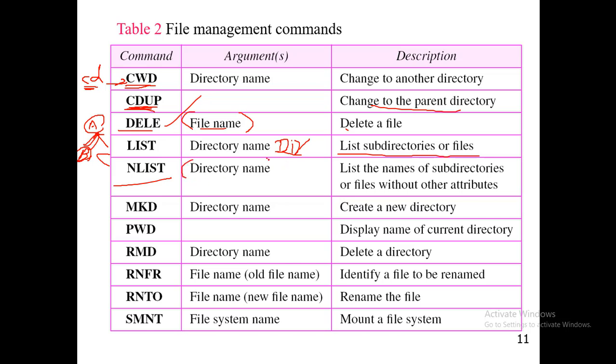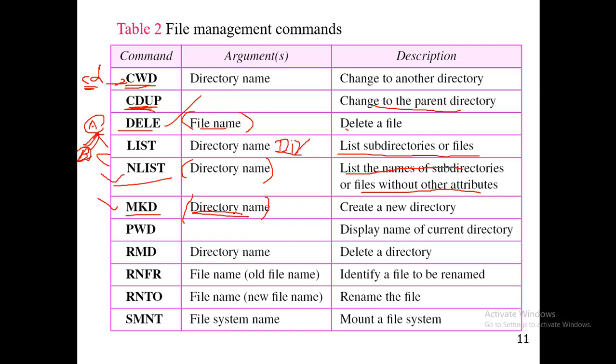So this is another command that is known as NLST, and the argument will be the directory name. This will list all the names of subdirectories or files without their attributes. So if you do not want to see the attributes of the file or the folder or the subdirectories, you can also do that, and this command will be used. MKD is basically make a new directory, the same as in CMD. This MKD will create a new directory with any name you want.